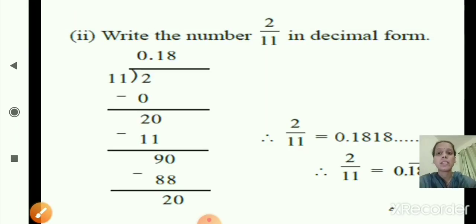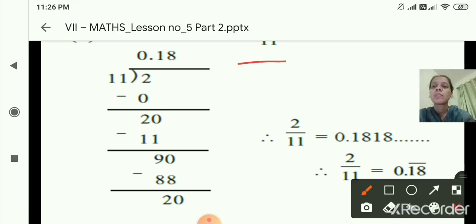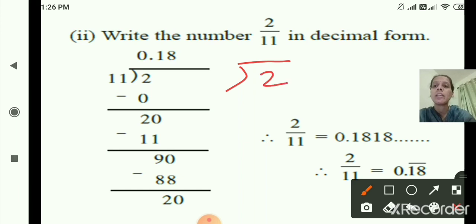Now the next sum is, write the number 2 upon 11 in decimal form. You have to write down this 2 upon 11 in decimal form. Now we'll start. See here, 2, and here it is 11. Now is this 2 divisible? No. So first you will write 0 here, then minus 0, it came as it is, 2 minus 0 is 2 here.